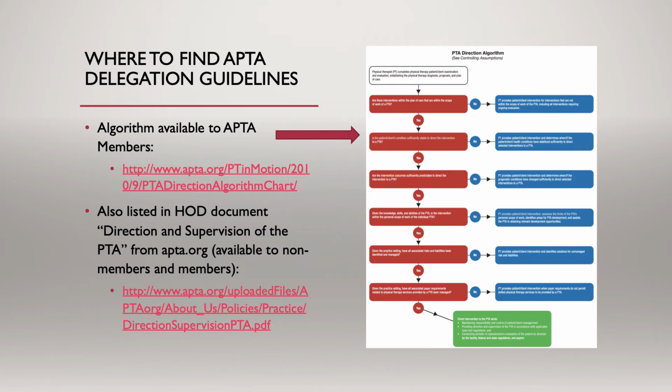All of the factors that we've discussed in this module are graphically summarized in the APTA document titled PTA Direction Algorithm, pictured on your screen. If you're an APTA member, you can access this document at the URL listed here. If you're not an APTA member, you can still find a summary of these factors listed in the House of Delegates document titled Direction and Supervision of the PTA from the second URL listed here. If you ever want a quick reference to the principles we've discussed in this module, these documents are a great source of information.